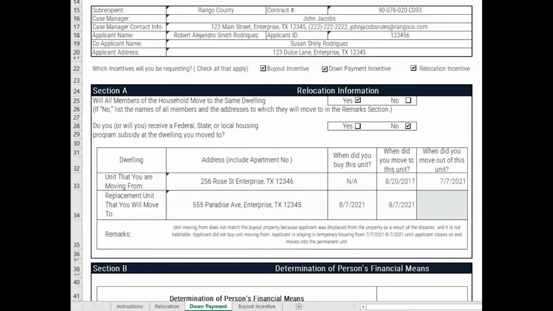For our example, you can see that the applicant is not currently living in their buyout property. Therefore, they input in the Remarks section the reason why and explain the NA that was placed in the When Did You Buy This Unit column. The applicant also explained the gap in time from when they moved out of the unit to when they will move into the permanent unit.